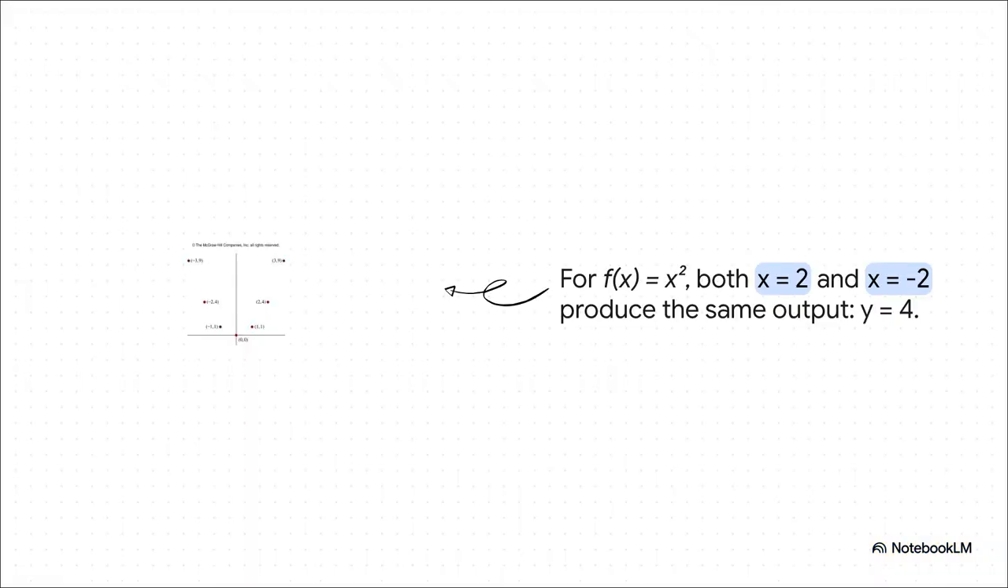Okay, take a super common function, f of x equals x squared. If you plug in 2, what do you get? 4. Easy. But what if you plug in -2? You also get 4. So think about it. If I just tell you the output is 4, can you tell me for sure what number I started with? Nope. Was it 2 or was it -2? That confusion means we can't make a reliable undo button.